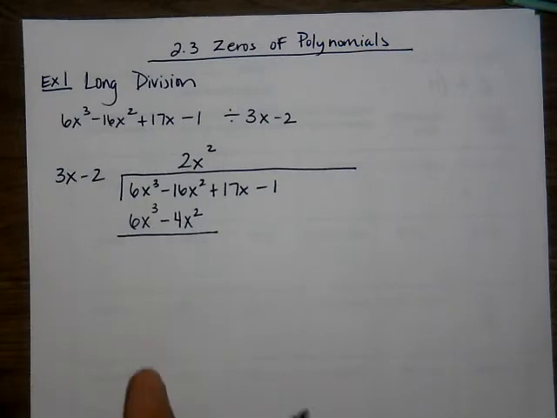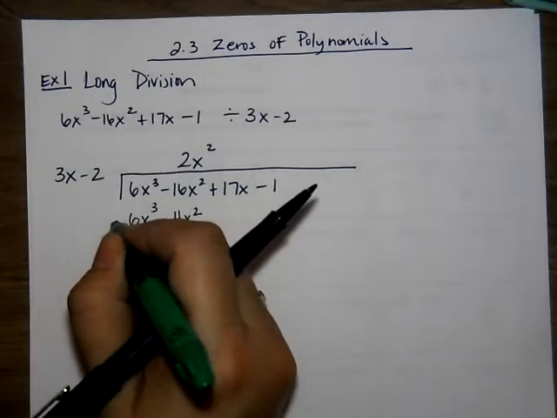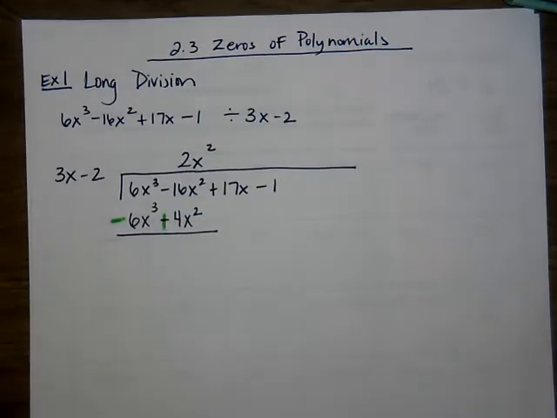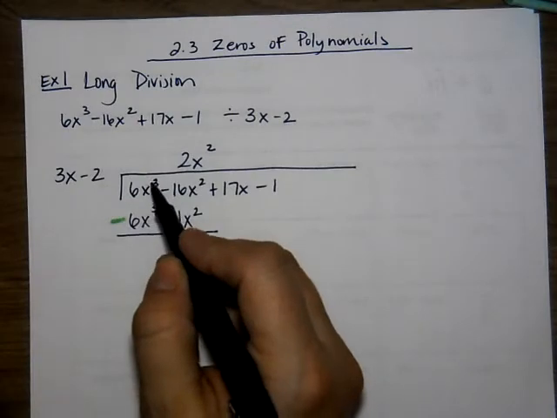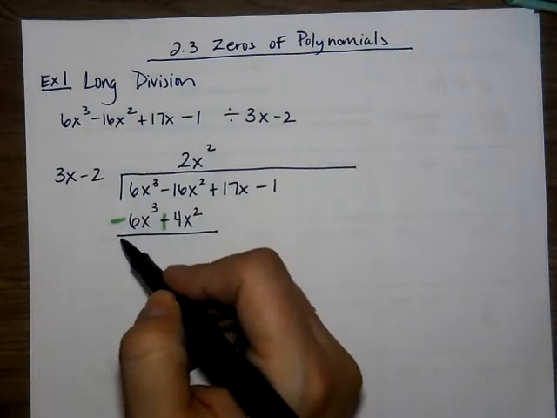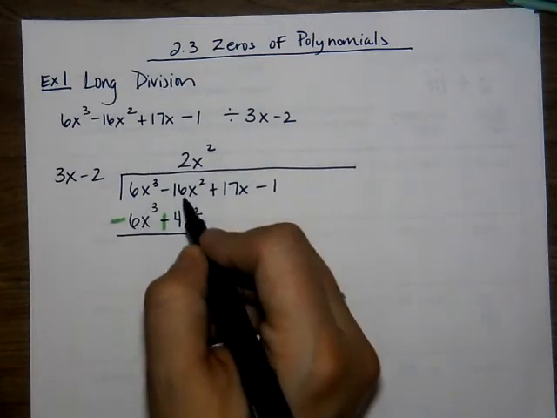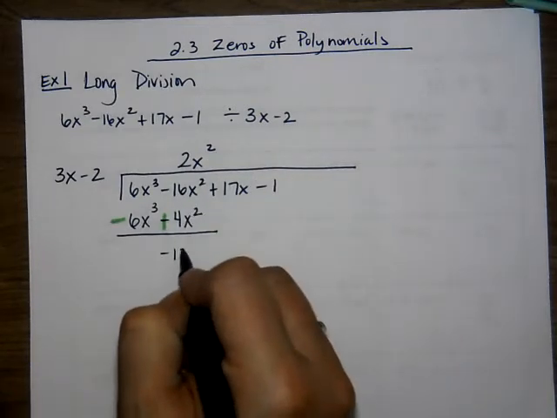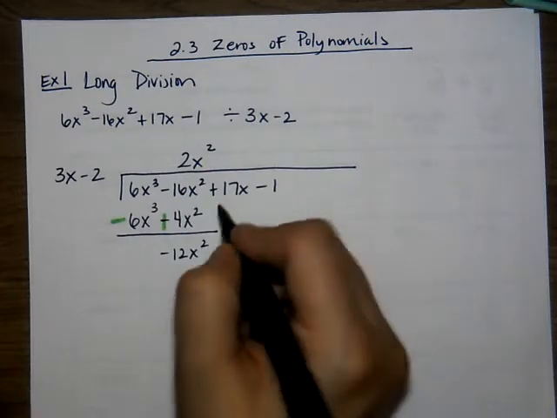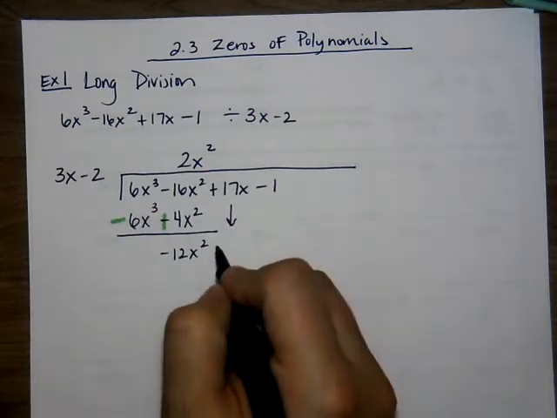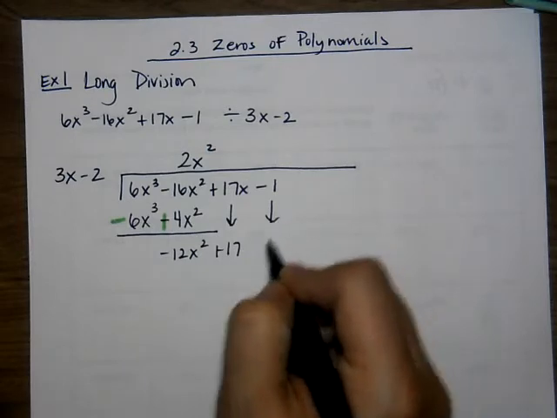Now this is the important part you have to remember. When you are done multiplying, you are subtracting this entire term. So each one of these terms gets subtracted, so you're going to have to change those signs accordingly. So my first terms cancel. If they don't cancel, I've done it wrong. I should go back. And now I just keep combining. So this is going to give me a negative 12x squared. And then you drop the rest down. So the 17x comes down and the negative 1 comes down.